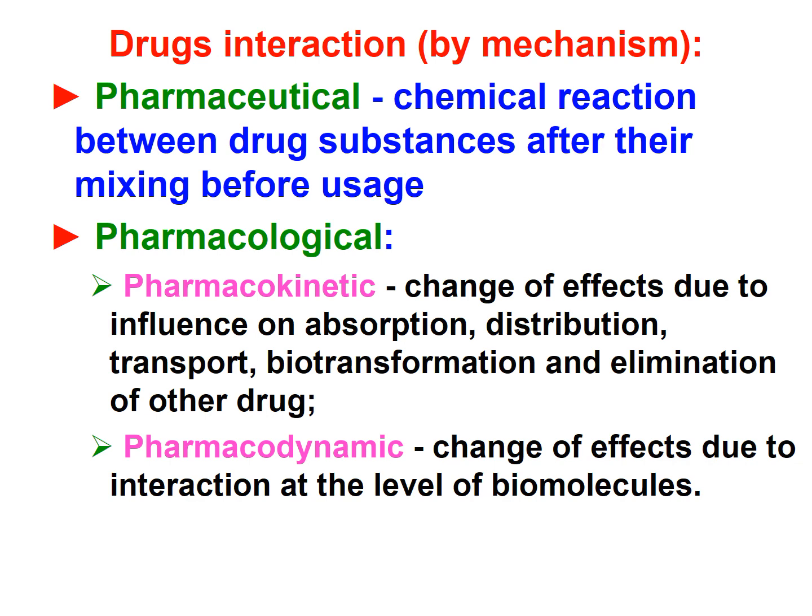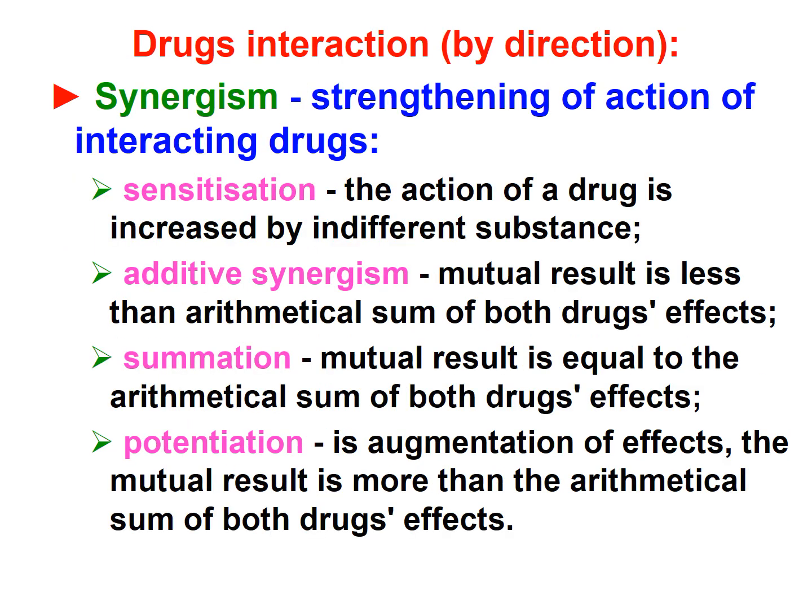Pharmacodynamic interaction is the change of the drug effect due to the interaction at the level of biological molecules, such as enzymes, receptors, and so on. So when two drugs compete for the same target, for example, for the same receptor, they interact at the pharmacodynamic level. By the direction, drug interaction can be classified into two types. The first one is synergism, the second one is antagonism.